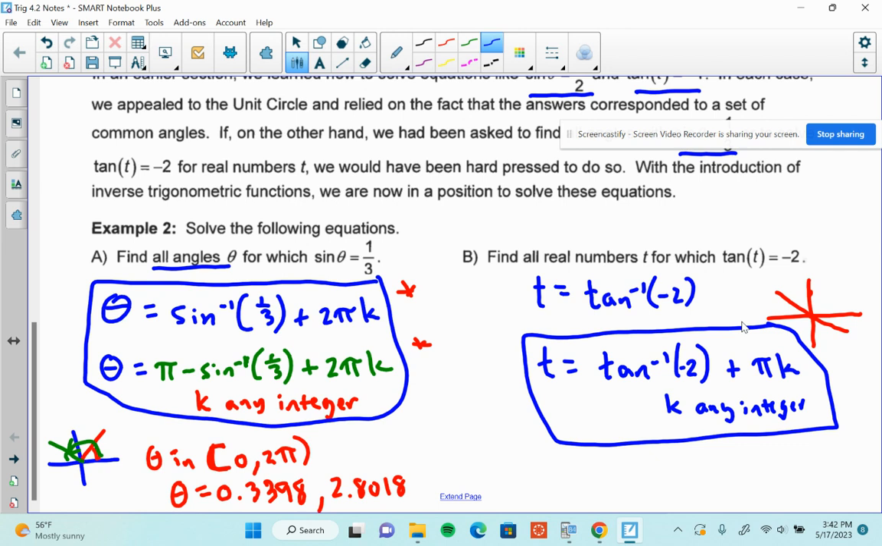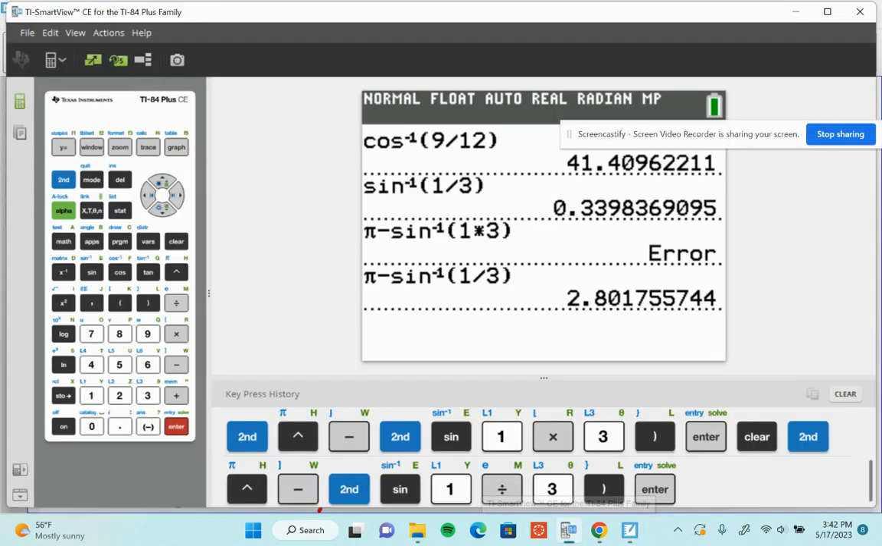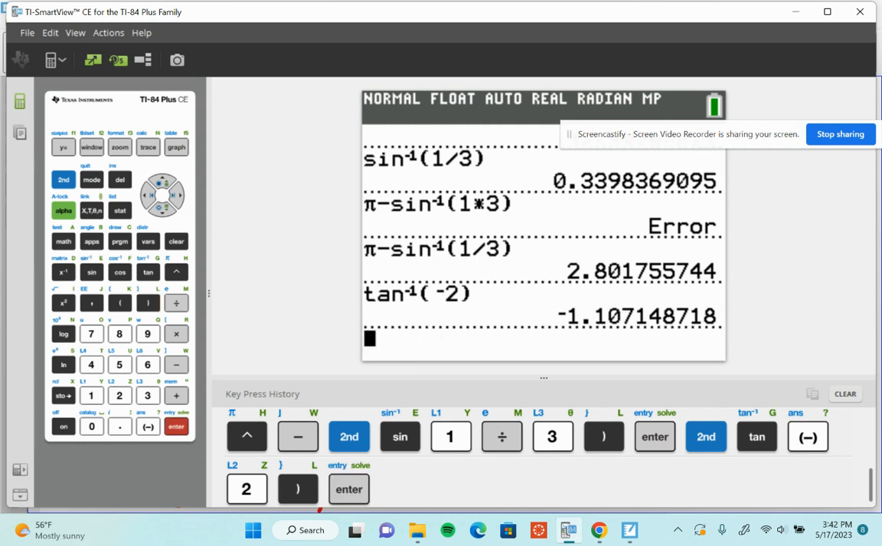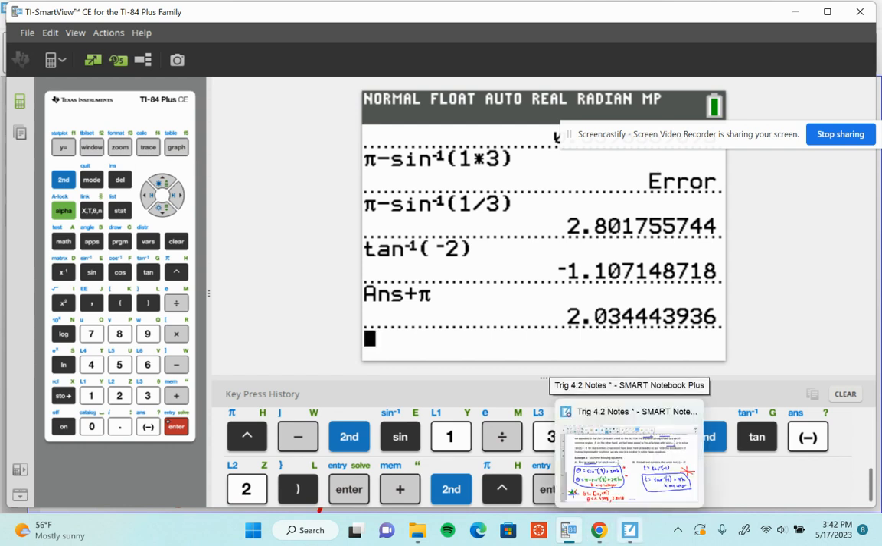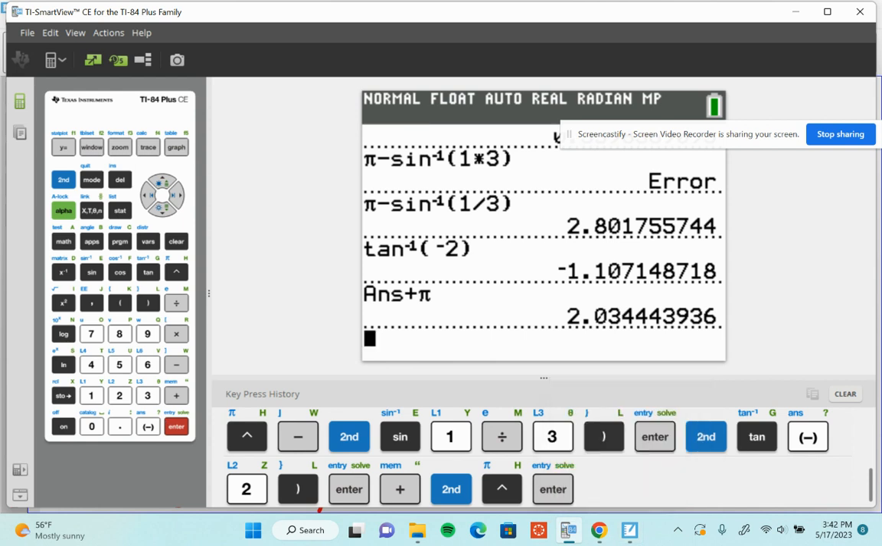You could find your second quadrant angle by doing... Oh, actually, I can't. Maybe we should talk about that. Tangent inverse. Remember, tangent inverse only gets me angles that are between negative pi over 2 and pi over 2. So if I do this, it's going to come out to a negative answer. If I add pi to that, I can get my second quadrant solution. So my second quadrant solution will be 2.034. Okay, so if you had to have decimal approximations, 2.034.